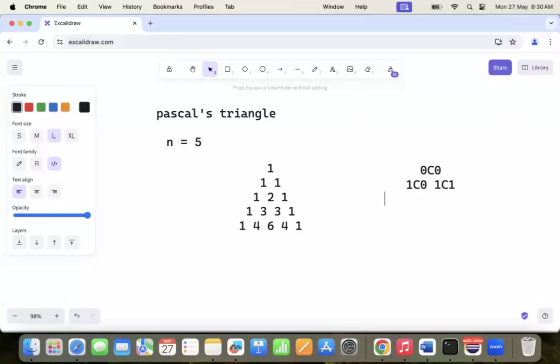Folks, could you tell me now what is this 2C0? I'm writing 2C0. Give me a minute. 2C0.